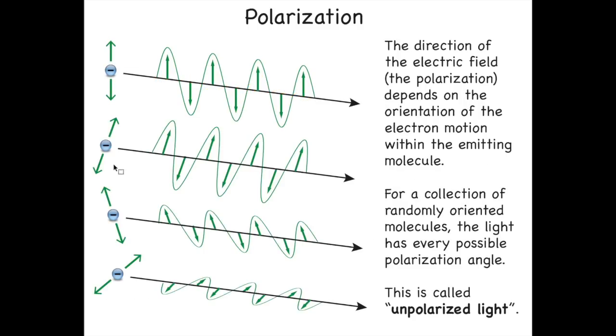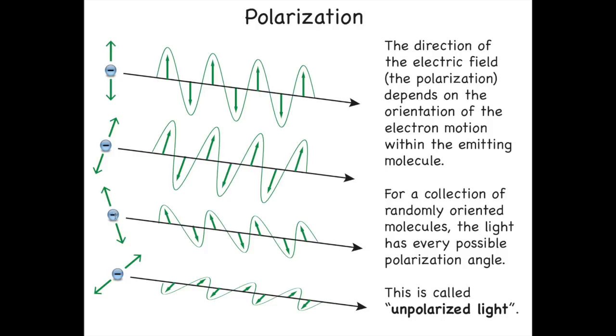But you can have other orientations of your molecule, and you can have a case where the molecule is oriented horizontally, or oriented in such a way that the electrons move horizontally when excited. In that case, the electric field would oscillate in the horizontal direction, and we call that horizontally polarized light.